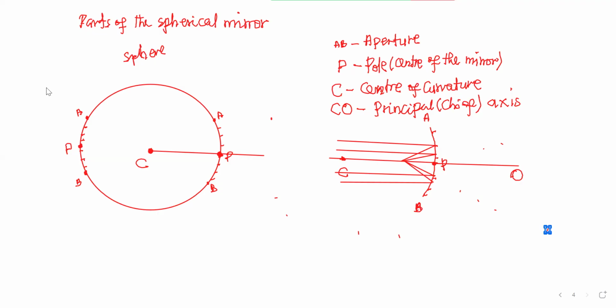Okay, so these are the reflected rays. They were all incident on a point represented by capital F. This point is known as the principal focus. F is the principal focus. Another name for this same point, capital F, is the focal point. Focal point.